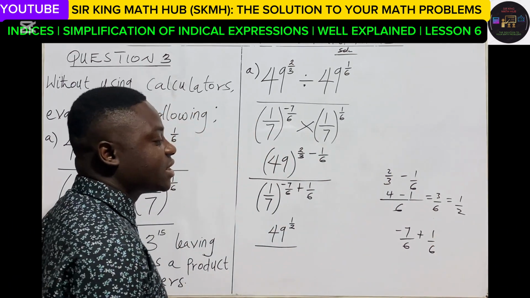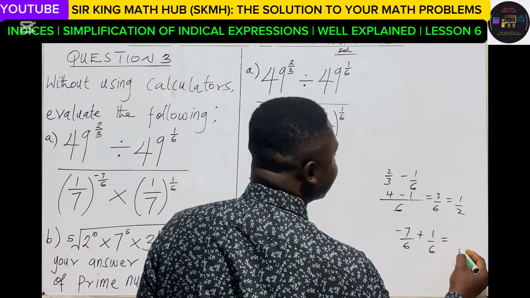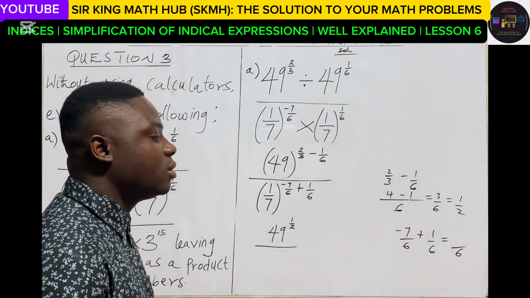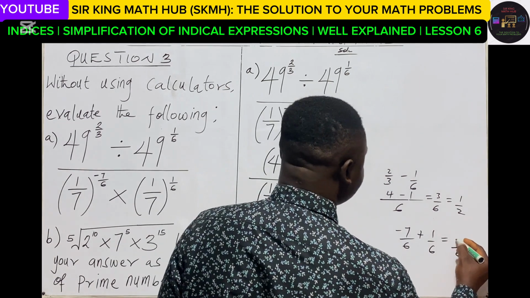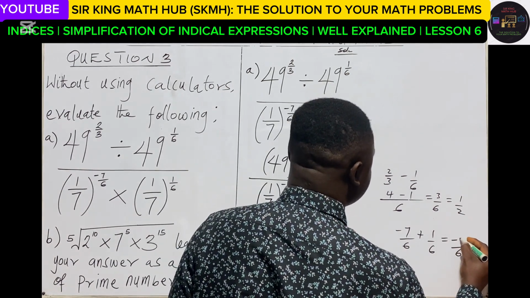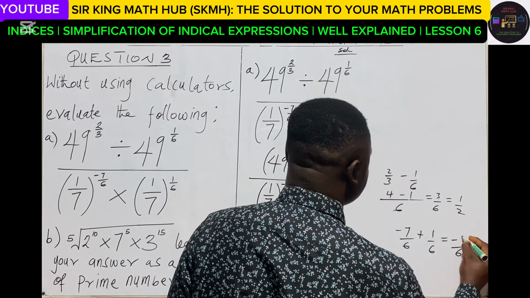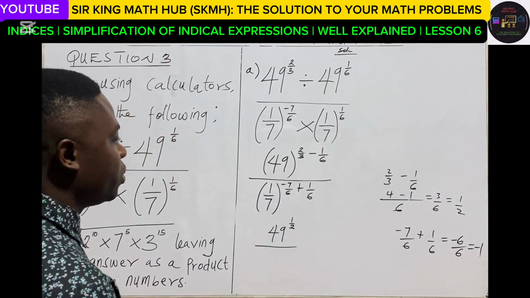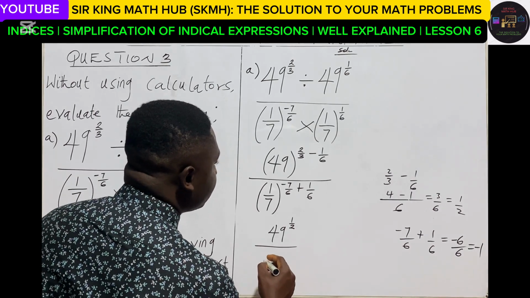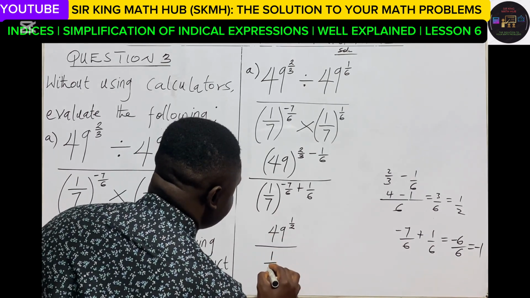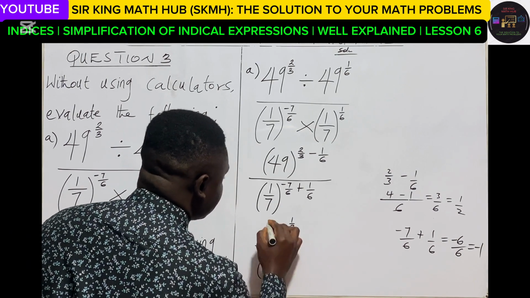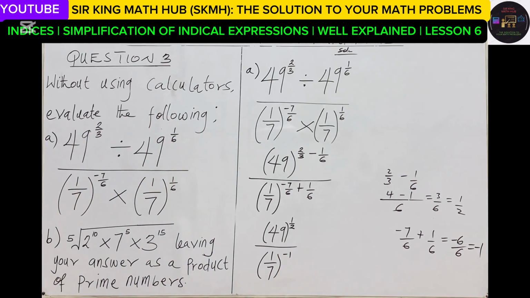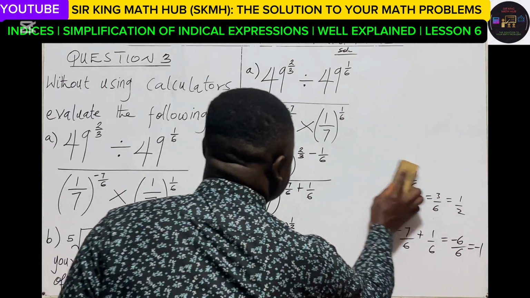So these are like fractions. For like fractions, we write one of the denominators and we simplify the numerator. So minus 7 plus 1, that is minus 6, and this is simplified as negative 1. Okay, so we have 1 on 7. Let me put them in bracket, exponent minus 1.